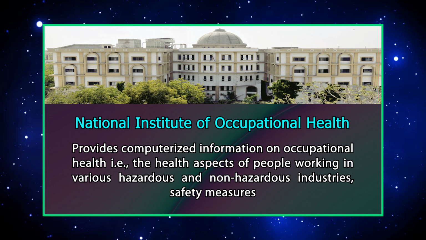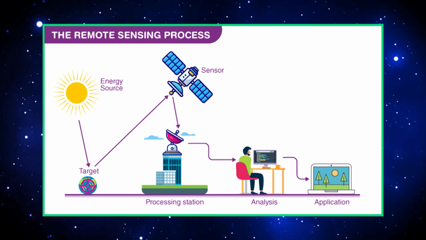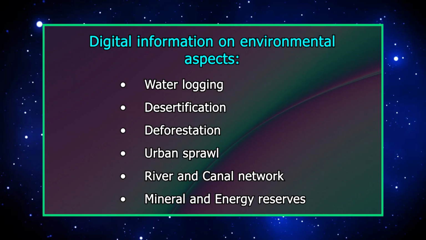The National Institute of Occupational Health provides computerized information on occupational health, that is, the health aspects of people working in various hazardous and non-hazardous industries, and safety measures. Satellite imageries provide us actual information about various physical and biological resources and also to some extent about their state of degradation in a digital form through remote sensing. We are able to gather digital information on environmental aspects like waterlogging, desertification, deforestation, urban sprawl, river and canal network, mineral and energy reserves, and so on.